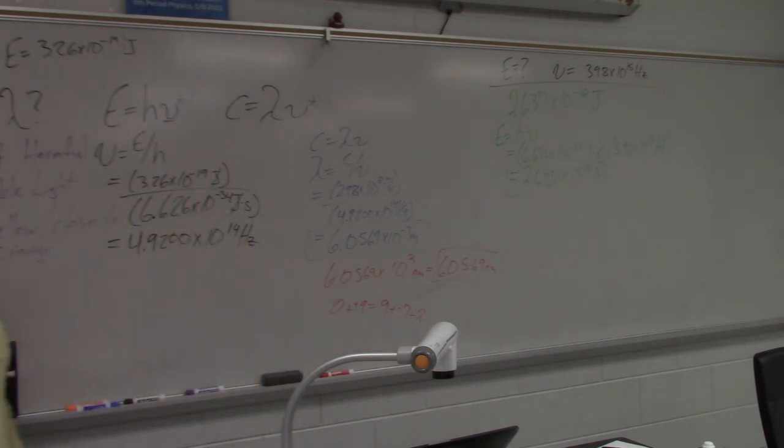Is there an easier way to remember these formulas, other than E equals h nu, c equals lambda nu? Sorry, pal, but there's no other way. Wait, are the weird v and that different things? Yes. One's wavelength, one's frequency. One's lambda, one's nu.